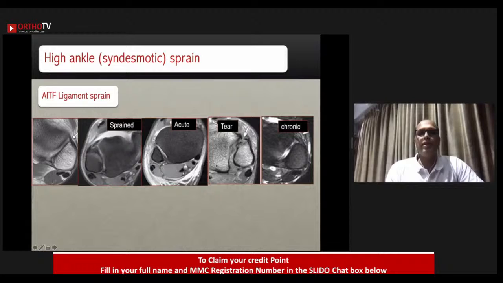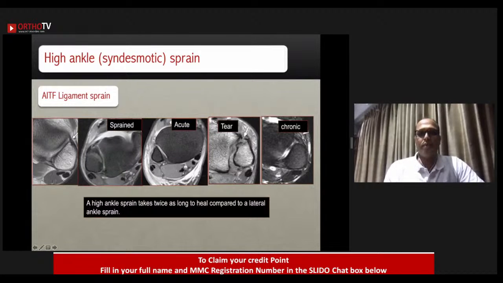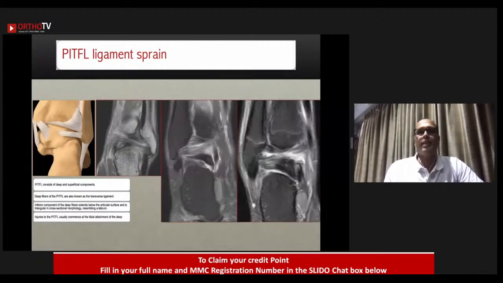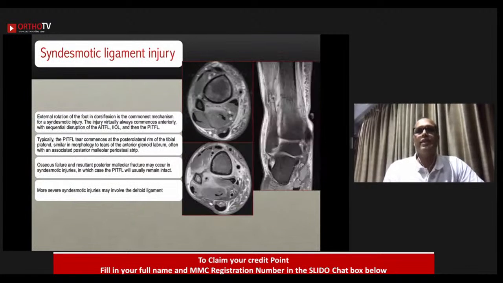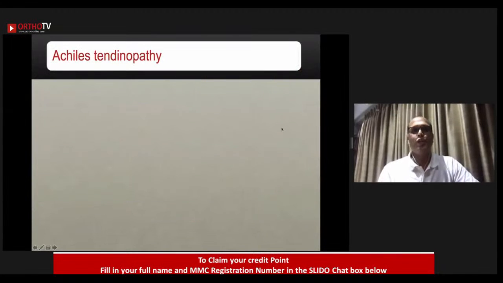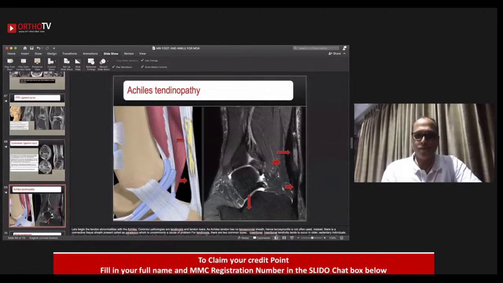All are better seen on an axial image. There is nothing extraordinary which we see, only the discontinuity and the continuity part. The most important component which we usually try to see is whether it is associated with a syndesmotic ligament involvement, right? So that was all about the ankle. There are a few more, but I guess it is beyond the time limit as well.